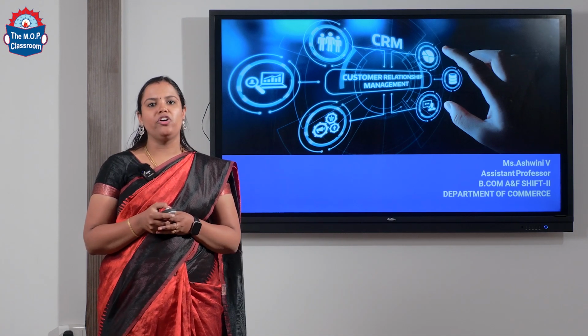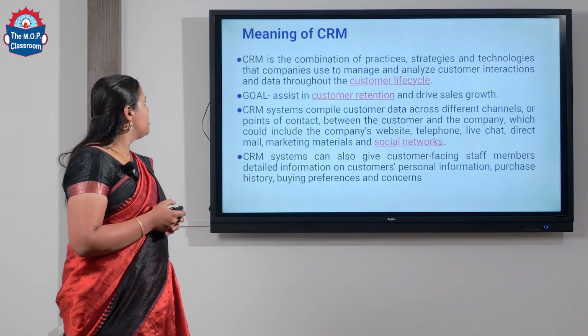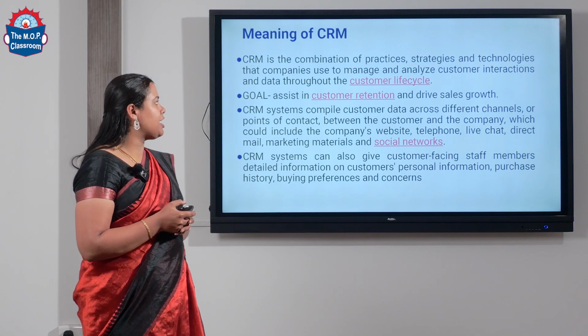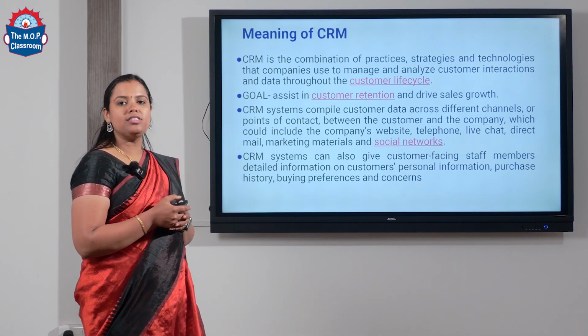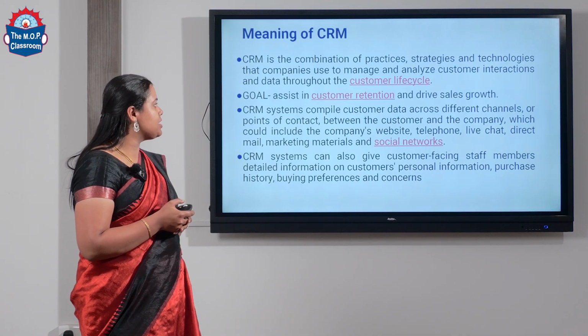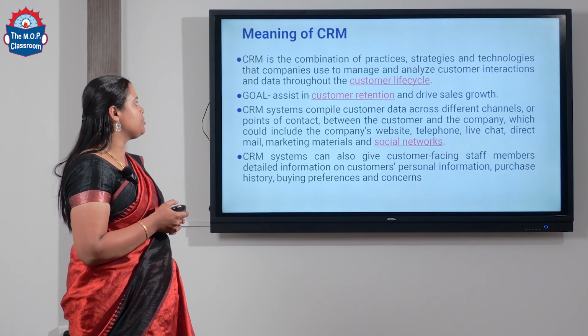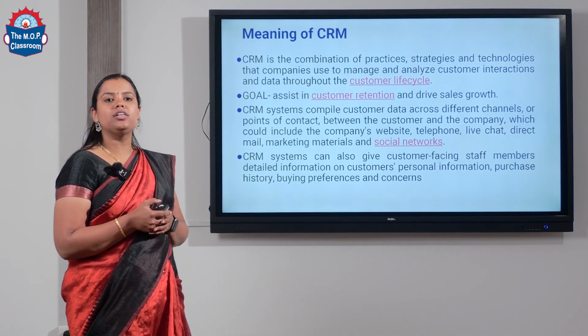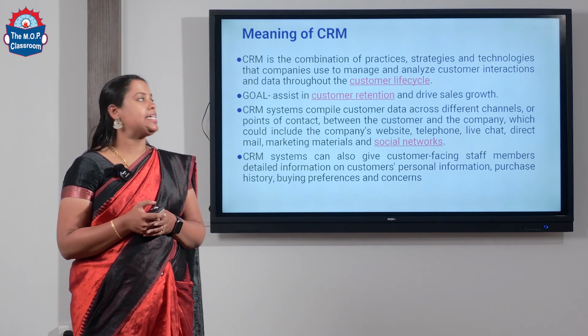Let's see what's the meaning of a CRM. CRM is a combination of practices, strategies, and technologies that companies use to manage and analyze customer interactions and data throughout the customer lifecycle. The only purpose here is to retain the customers and to drive sales growth.